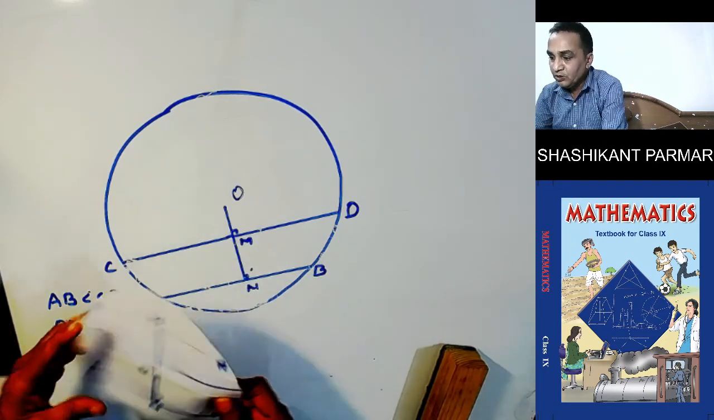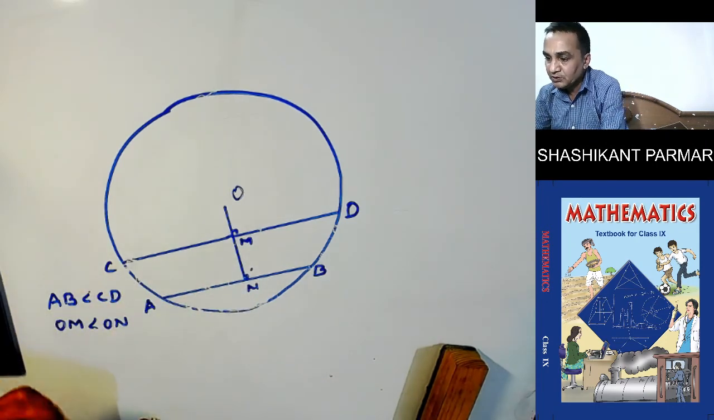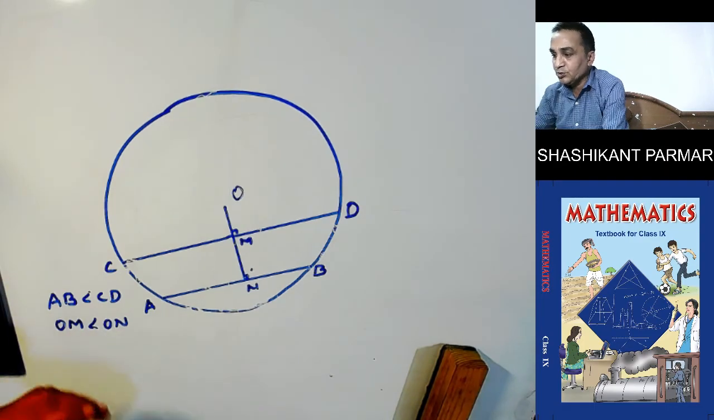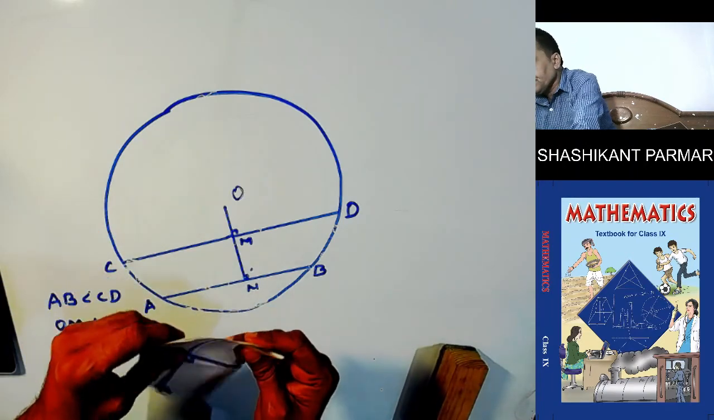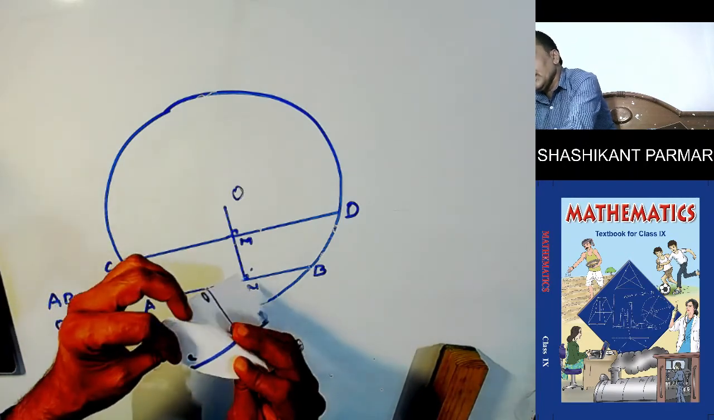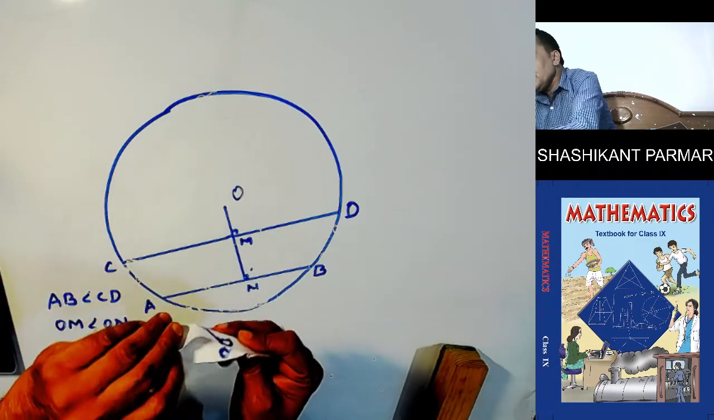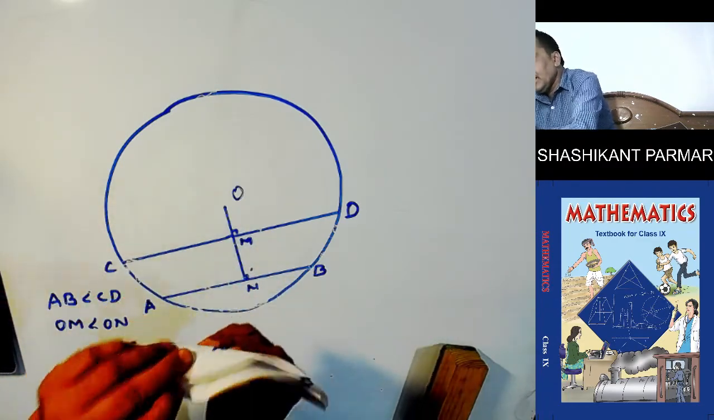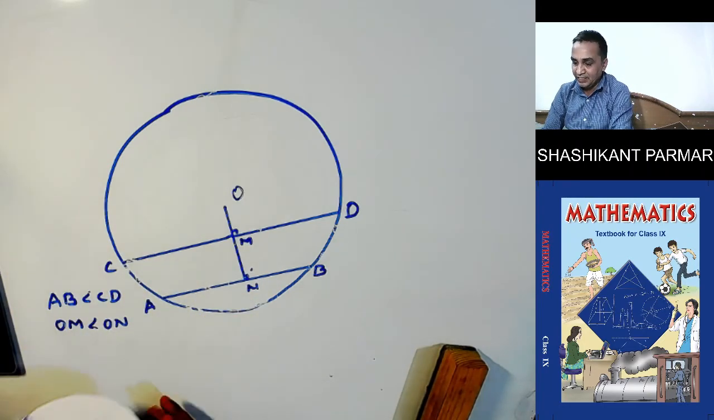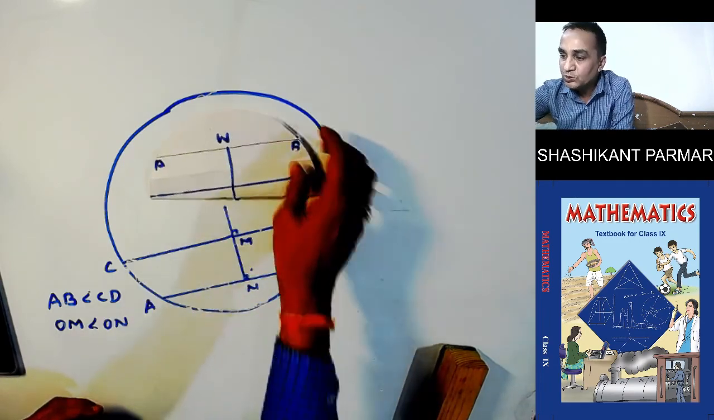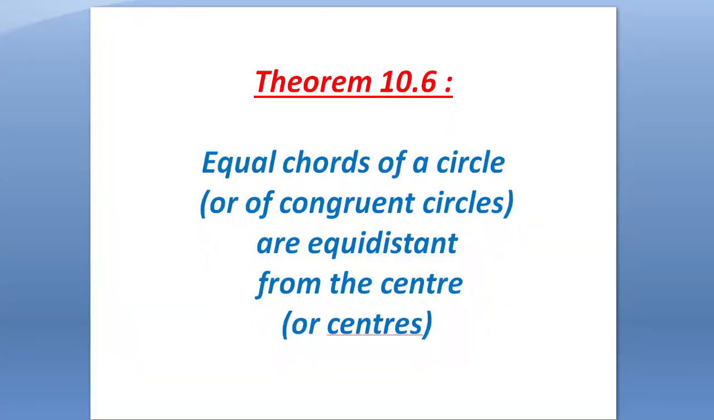Now fold this paper. So see here, this is A and this is C. Here B on D and M on N, and that means ON is equal to OM. So you can easily understand that equal chords of a circle or congruent circles are equidistant from the center or centers.